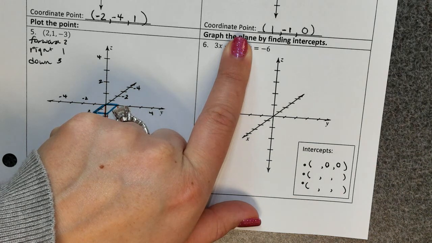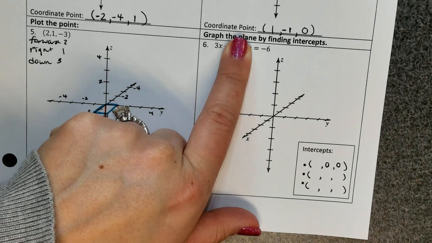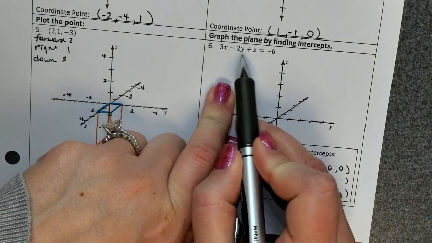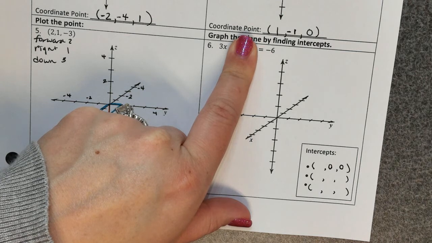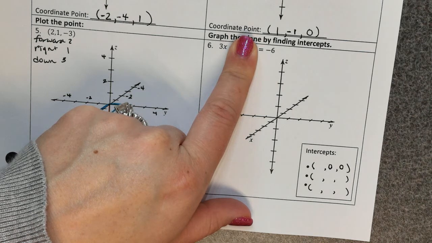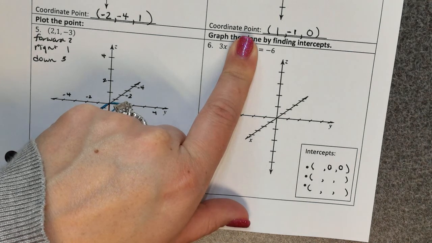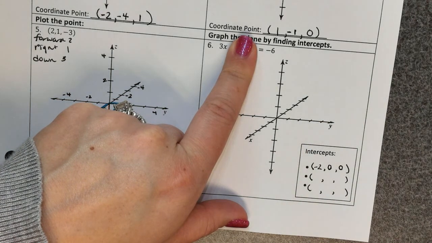Okay, if I plug in zeros for the y and the z, these terms are going to go away. What does x have to be to make that statement true? 3 times what number gets you negative 6? Three times 2 is positive 6. 3 times negative 2 is negative 6. So I know that that is my x-intercept.